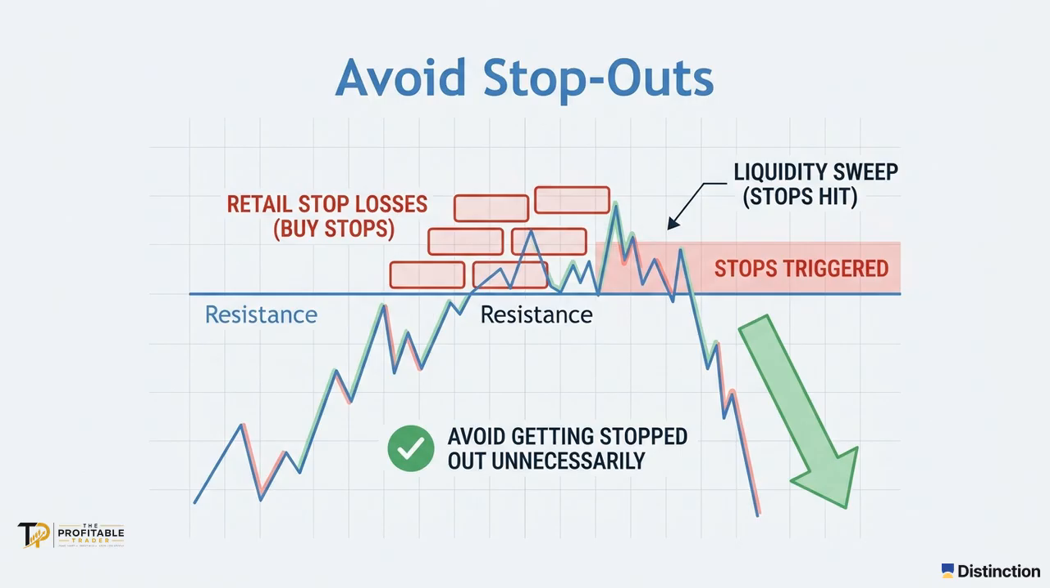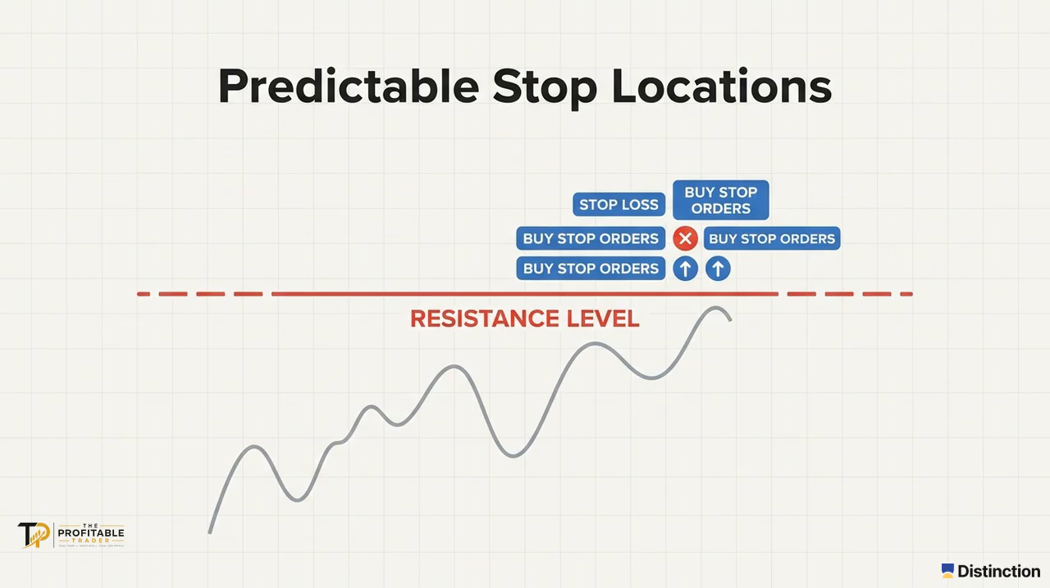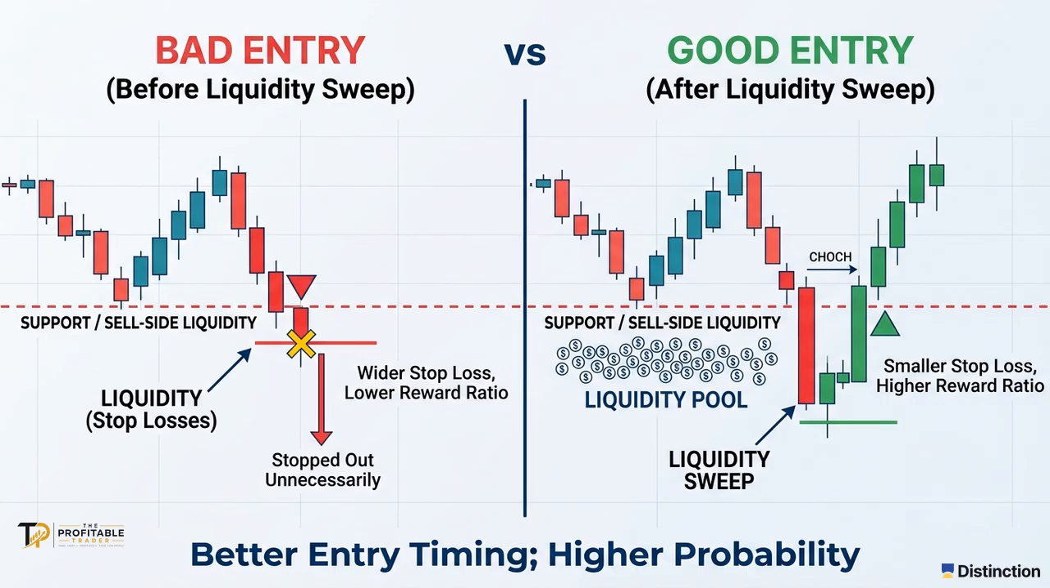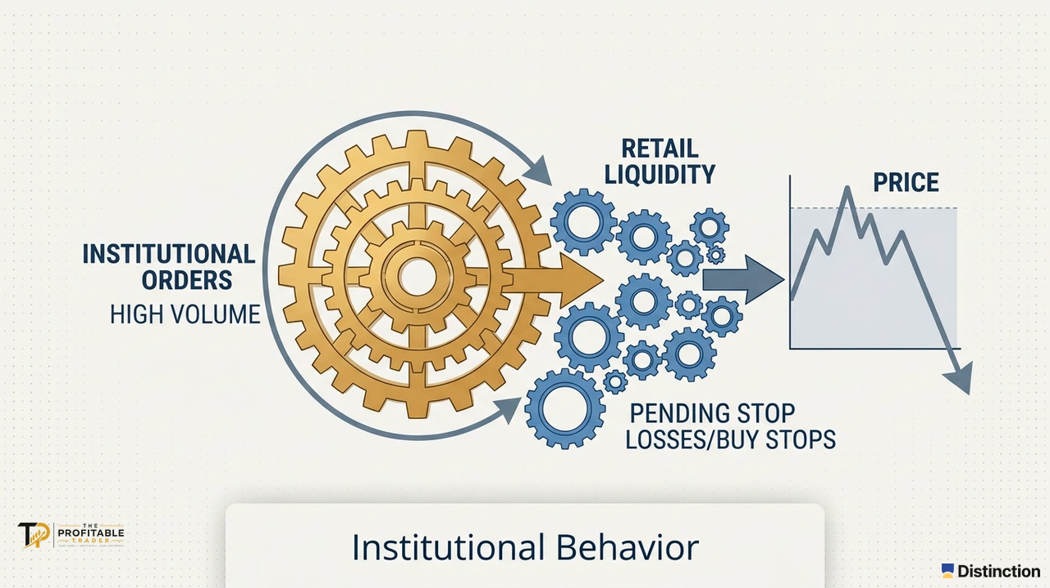Understanding liquidity helps you avoid getting stopped out unnecessarily. Many traders place stops in very obvious, predictable locations. These obvious spots include areas above resistance, below support, or at recent swing highs and lows. Price often sweeps these areas to trigger those orders before moving in the actual intended direction. By waiting for a liquidity sweep, you can improve your entry timing, achieve better risk-to-reward ratios, and use smaller stop losses. Large players cannot enter huge positions without enough counterparties. They drive price into liquidity to fill their orders.